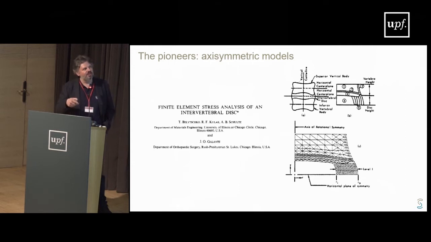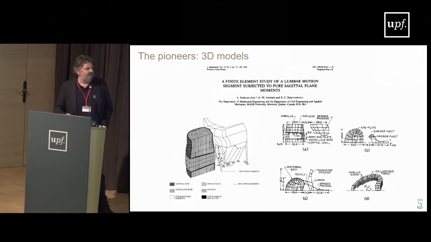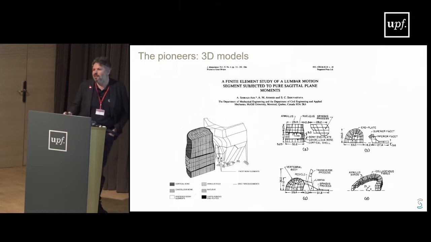Also very important papers with very relevant scientific results. That's a very famous series of papers, the papers by Shirazi-Adl, starting from the 80s. These are among the first full 3D models of the lumbar spine, starting from a motion segment. You see they didn't use many elements. It's not fully anatomically accurate, but still, if you read these papers from '84, '86 today, you still find a lot of information which is still up to date.